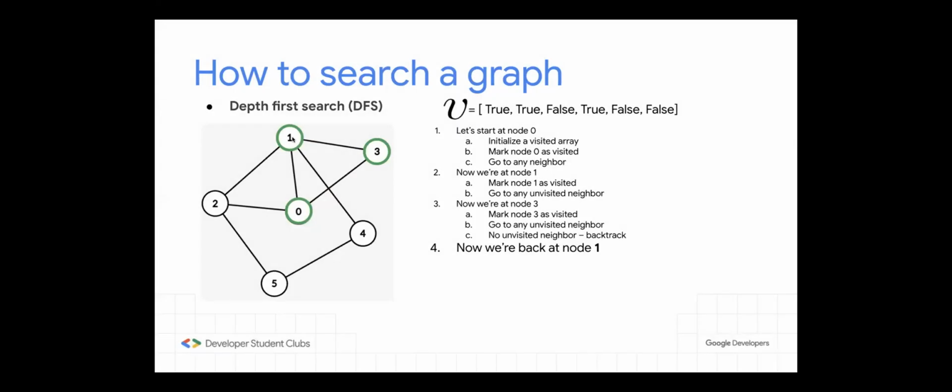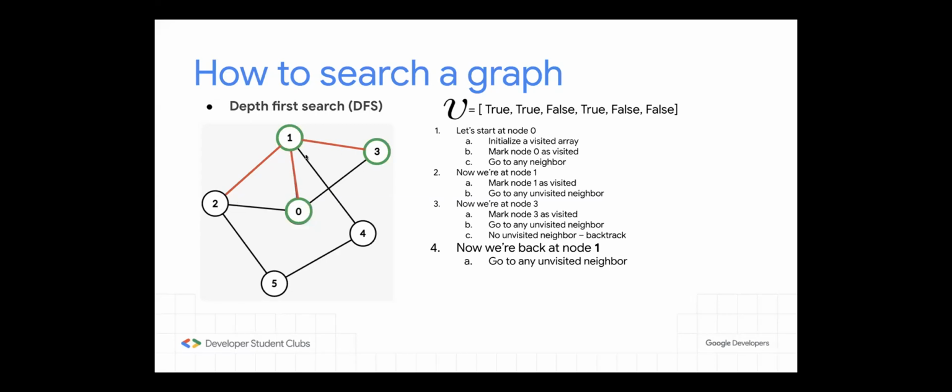So now we're back at node 1. Remember, we went from 0 to 1 to 3. There was no neighbor, so now we're back at 1. From here at node 1, I'm going to go to any unvisited neighbor of node 1. Right now I can see from node 1, I have the options of node 0, 3, and 2.